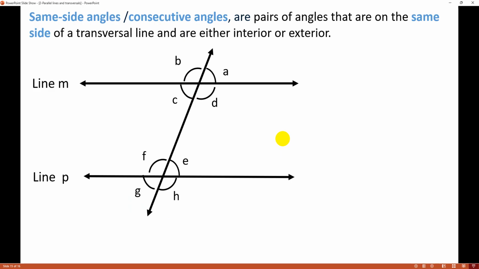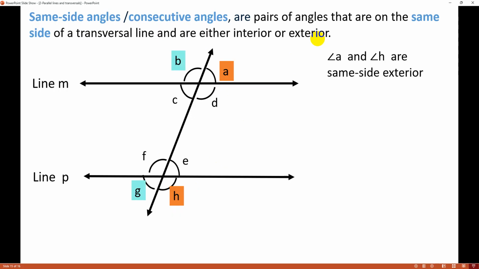Now, to finalize this presentation, we'll look at same-side angles, also known as consecutive angles. Those are pairs of angles that are on the same side of the transversal line and are either both interior or both exterior. For example, A and H, both are on the same side, on the right side of the transversal, and they are exterior, so they are known as same-side exterior. B and G, same thing. They are on the same side of the transversal and they are exterior, so B and G are also same-side exterior.